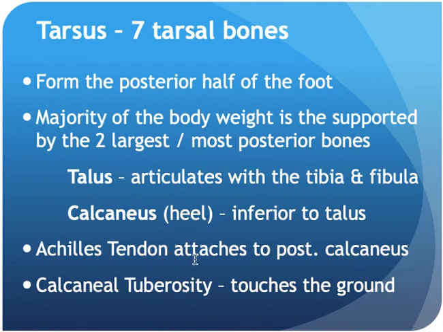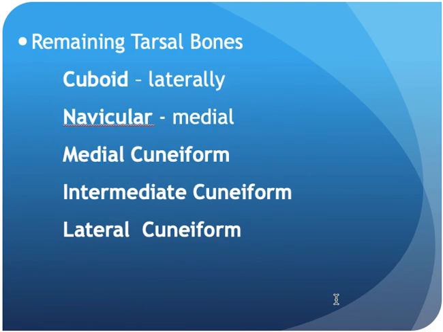So your Achilles tendon is going to attach to the posterior calcaneus. Your Achilles tendon is just that big tendon coming from your calf muscles attaching to that back part of your heel. And then we have a calcaneal tuberosity that's going to be the part that touches the ground. We also get these other tarsal bones, so we get a cuboid, we get a navicular bone, and then we get all these little cuneiform bones. And we'll see the picture here in a second.